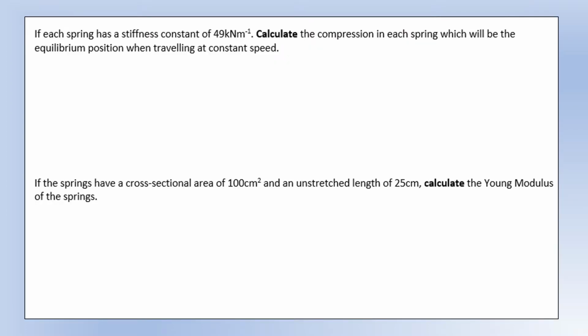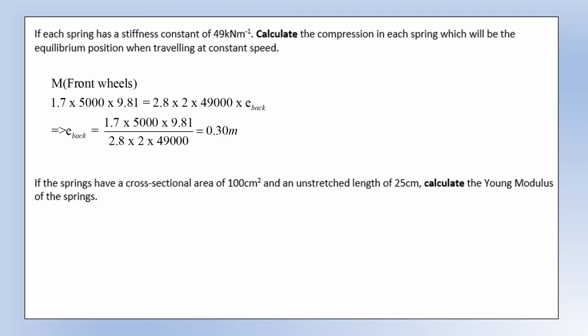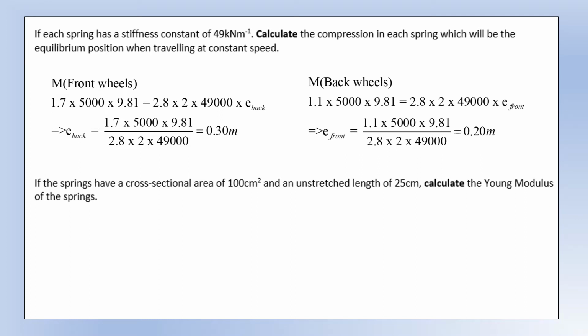Okay, so if each spring has a stiffness constant of 49 kilonewtons per meter, calculate the compression in each spring, which will be in the equilibrium position when traveling at constant speed. First of all, I'm going to take moments about the front wheels because I'm going to try and figure out the compression of the back wheels. We've got the weight force of the truck multiplied by the perpendicular distance from the front wheel, and the springs at the back are 2.8 from the front wheel. There are 2 springs at the back, which is why it's multiplied by 2, and the spring constant is 49,000, and then we times it by the compression. Rearrange, and we can find the compression at the back is 0.3 meters. You can take moments about the back wheels, essentially repeating the process, and we get a compression at the front of 0.20 meters. So we've confirmed our answer from the previous question.